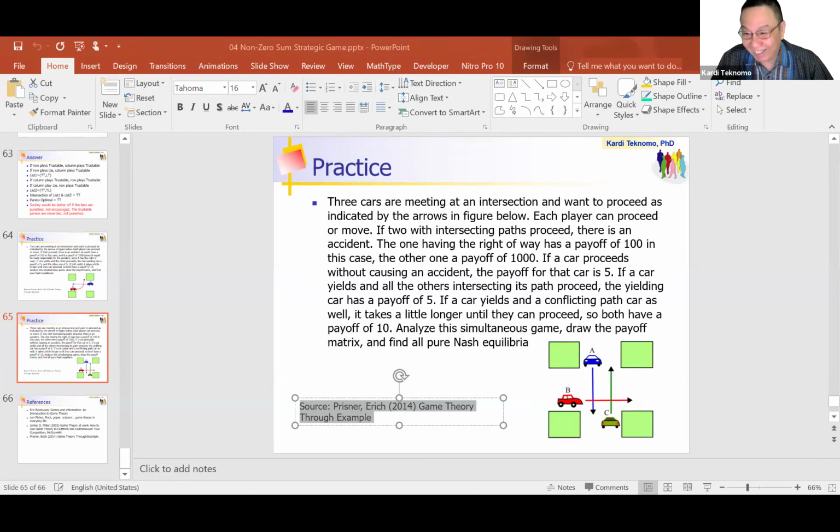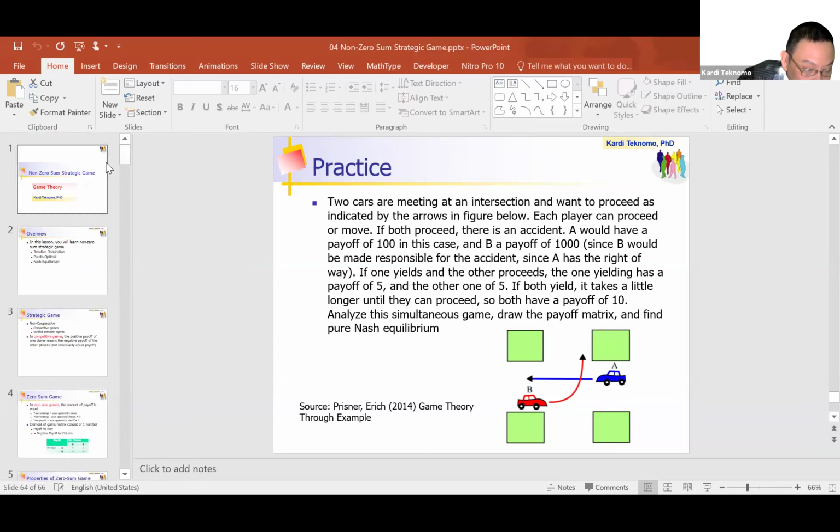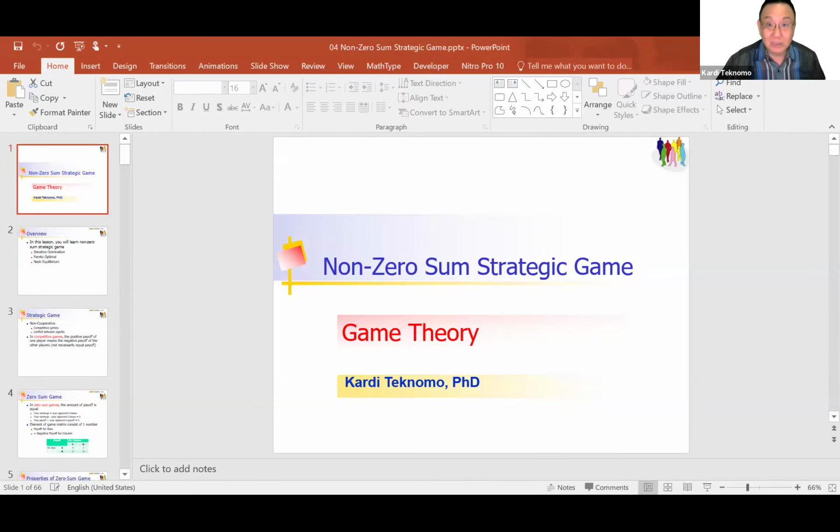At the end, you will have this homework. The homework is about this traffic, this one, and the second one. Can you see? This is the homework for later. So let's discuss this one by one. Let's start from the beginning. Okay, so non-zero-sum game.